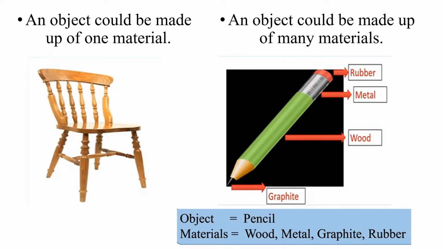Let's take some more examples. Here we have a chair that is made up of only one material. On the other side, we have a pencil that is made up of many materials, that is rubber, metal, wood and graphite. Here, the pencil is an object and rubber, metal, wood and graphite are the materials.